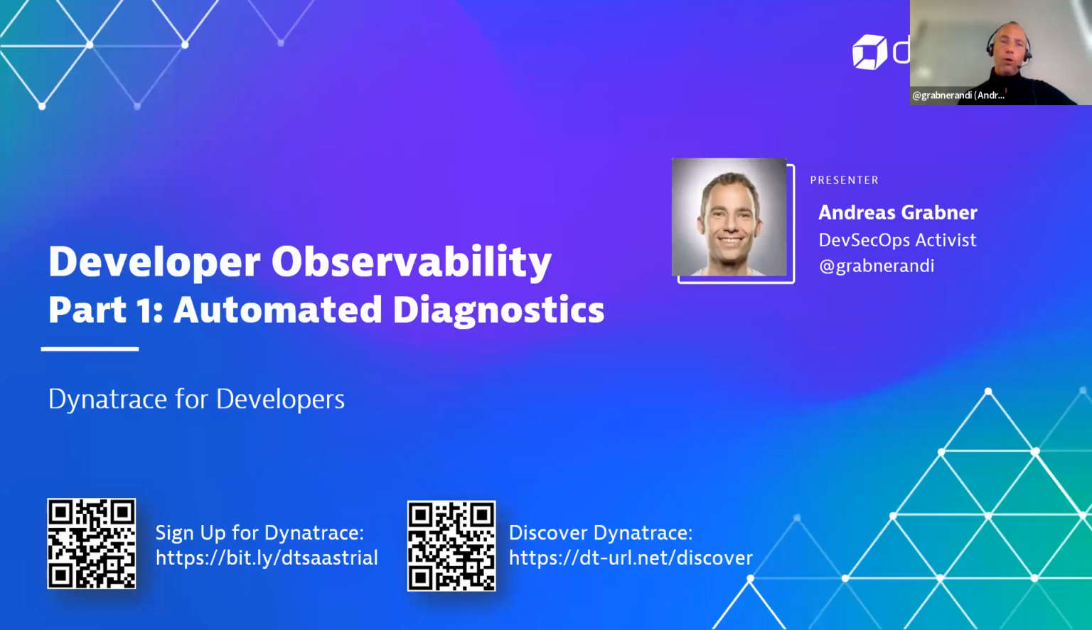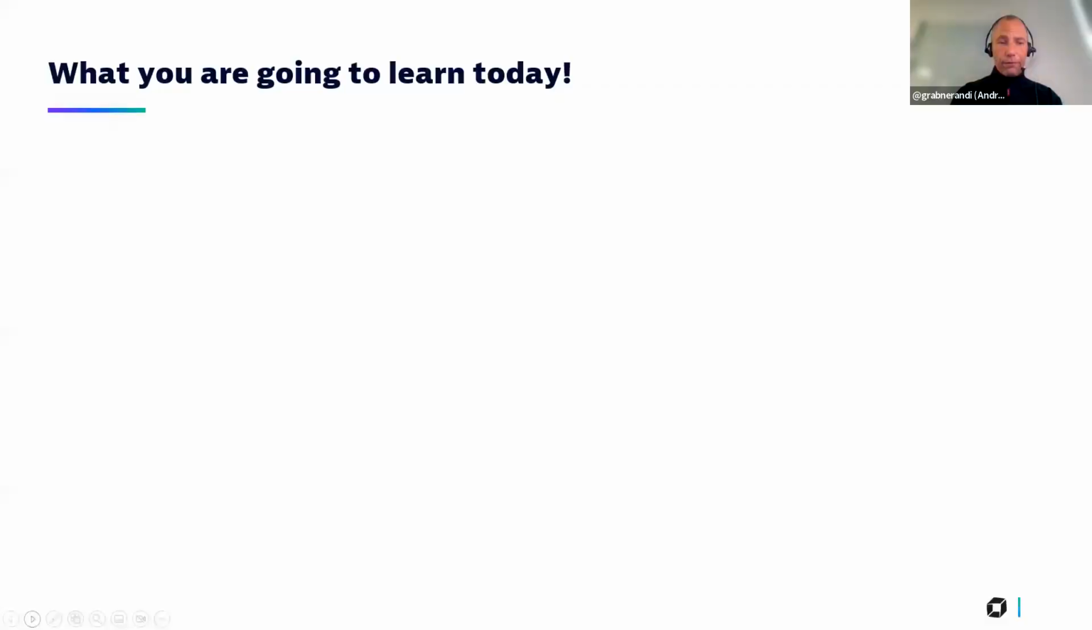Today's topic is developer observability. There's a couple of links that you will see throughout the presentation. If you're watching this recording, I'll try also to put the links in the description. I'm also using QR codes quite a bit, so do me the favor, snap the QR code and you'll get there. Now let's get started. Developer Observability Part 1, Automated Diagnostics, Dynatrace for Developers.